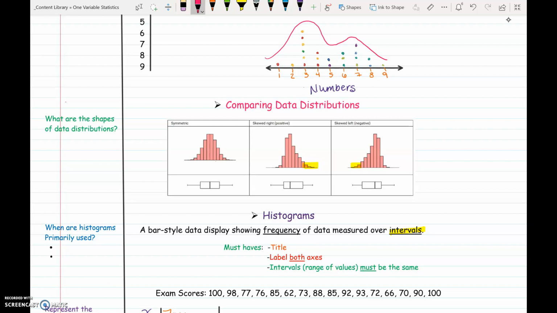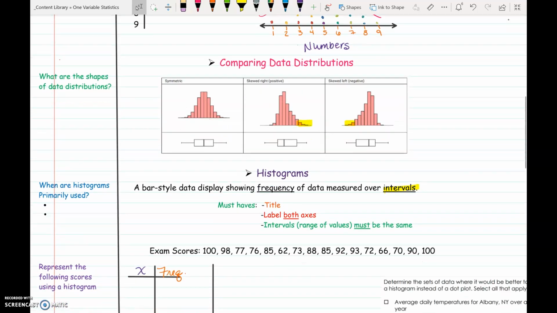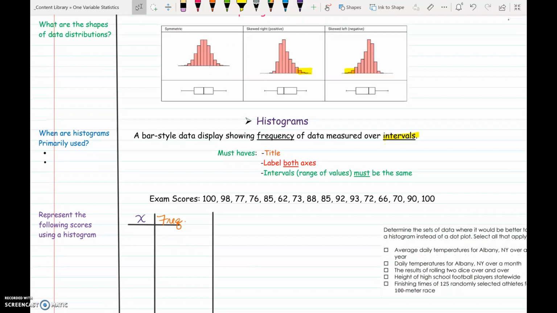Okay, why do we need intervals? Well, because usually when we're using a histogram, it's because we have a larger set of data. So when are histograms primarily used? Large set of data.